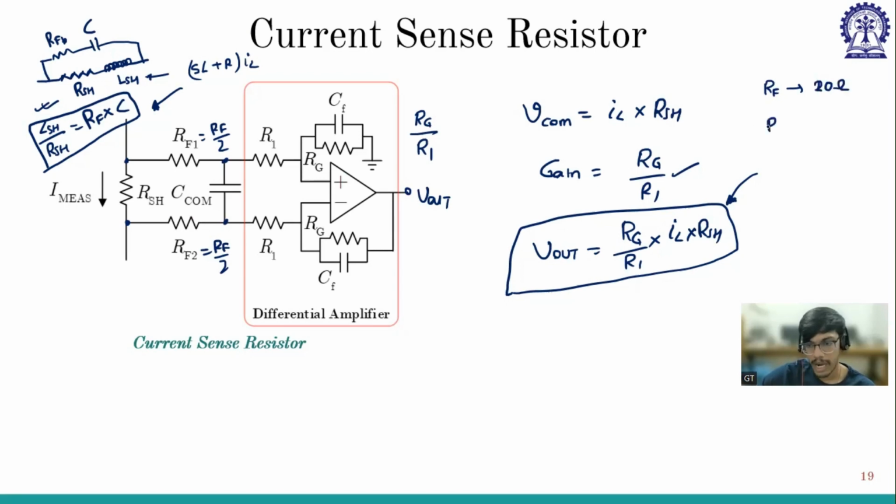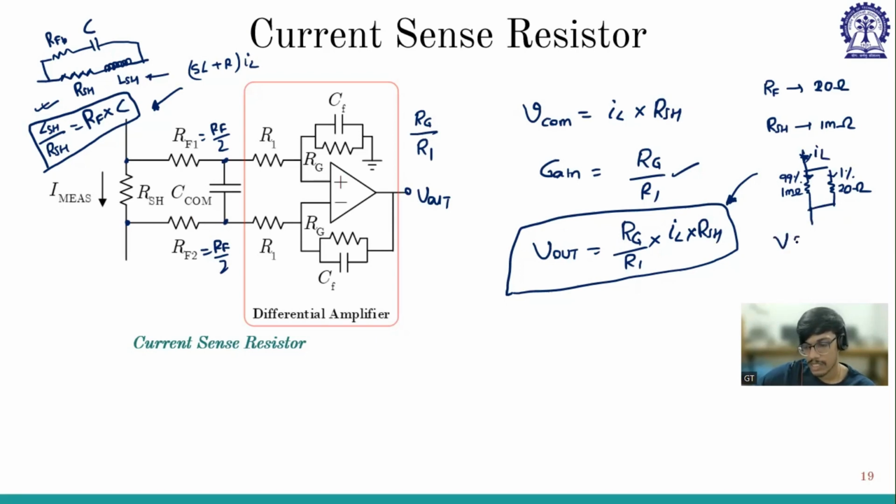And my R shunt is around 1 milliohm. So if I connect 1 milliohm and 20 ohm, and there is a current flowing, you know that around 99% of the current will flow through this, and less than 1% will flow through this. So if I want to find the voltage, say this is IL.